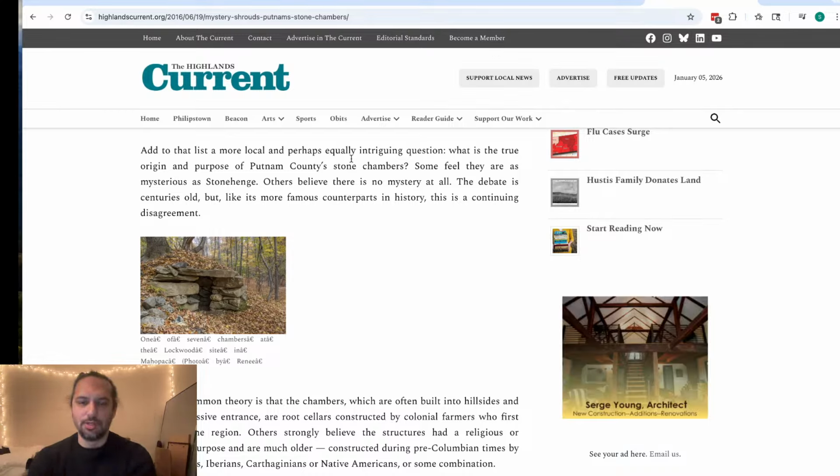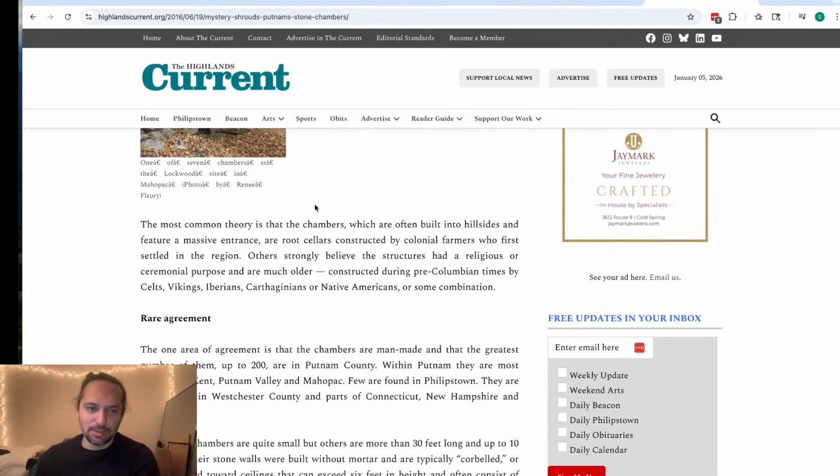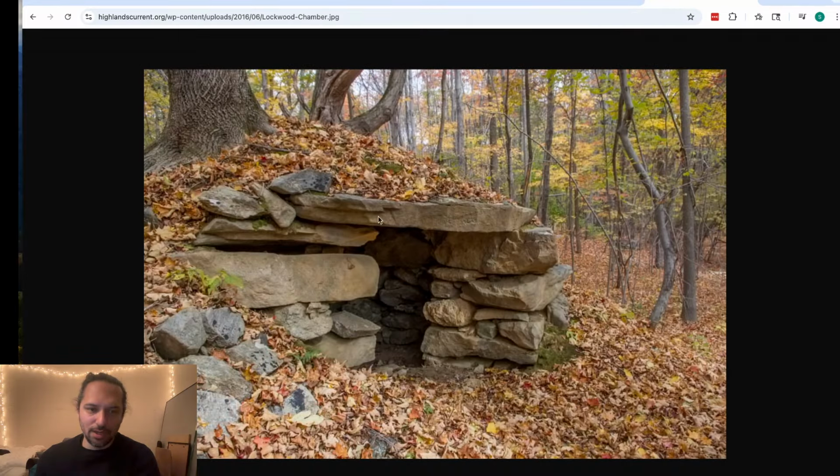Some feel they are as mysterious as Stonehenge. Others believe there is no mystery at all. The debate is centuries old, but, like its more famous counterparts in history, this is a continuing disagreement. I see. There's a picture of... It's cool that the tree is growing out of the top. That does mean it's old, but that's probably a new growth tree. It's not an old growth tree.